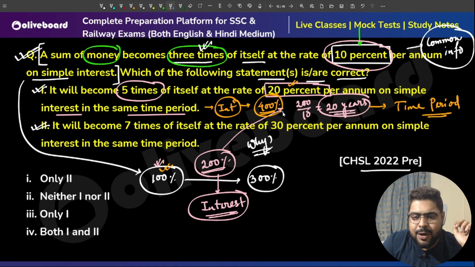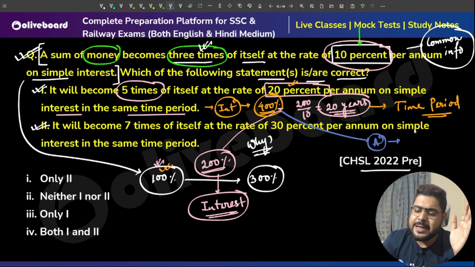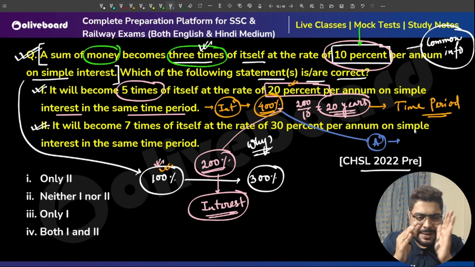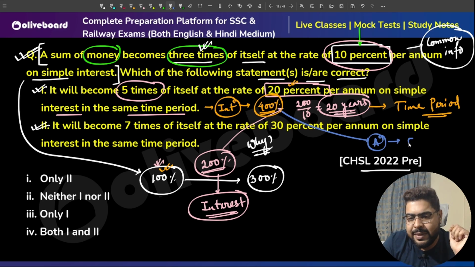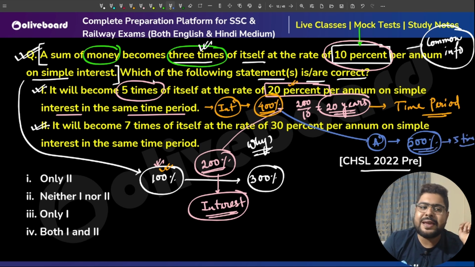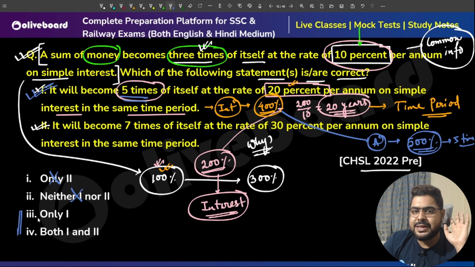So the amount will become how much? The amount will become 400 plus 100, meaning the principal plus the interest. So it will become 500%. That means 5 times. And that is what they are saying, 5 times of them. That means this first statement is absolutely correct. That means I can eliminate option 1, I can eliminate option 2. Our answer will be any one from option 3 and 4. That I'll get confirmed from the second statement.